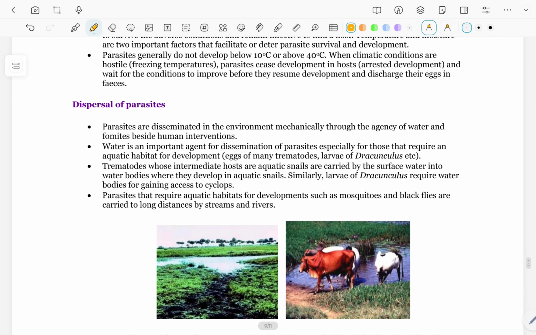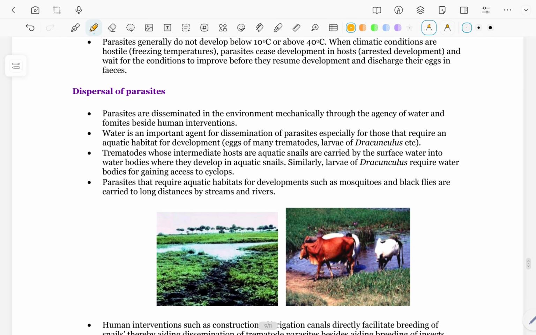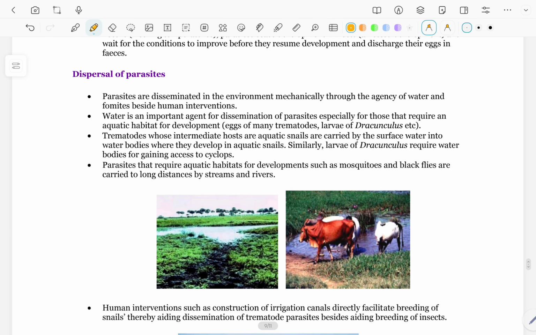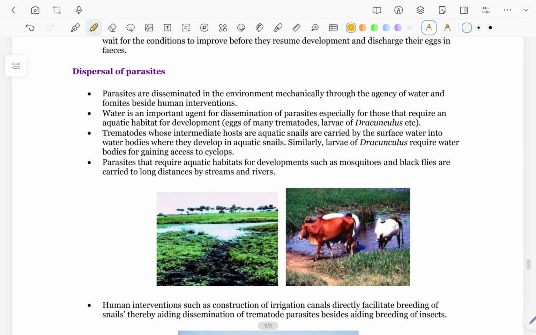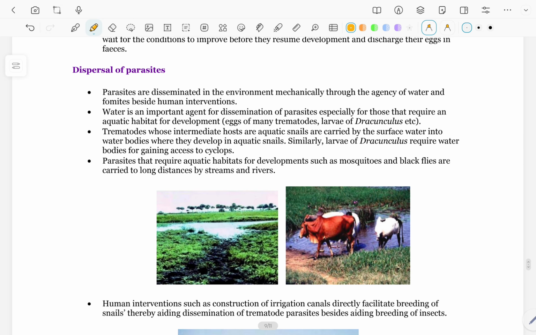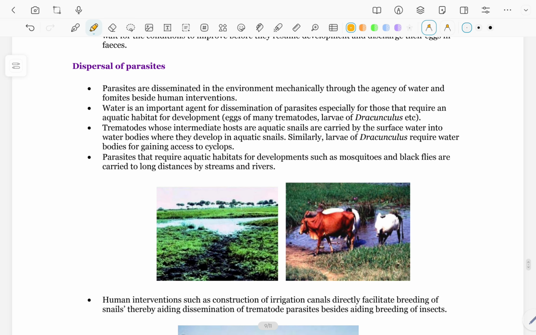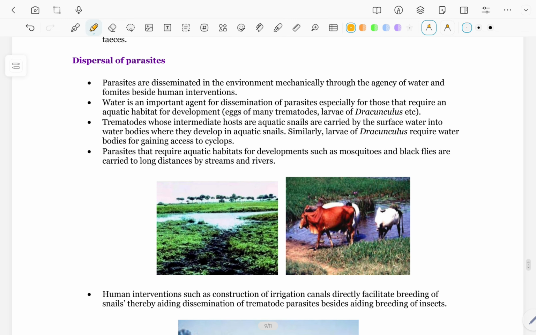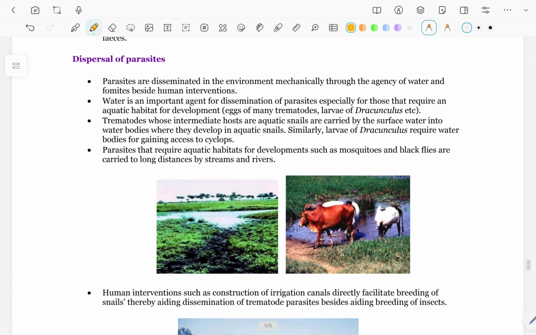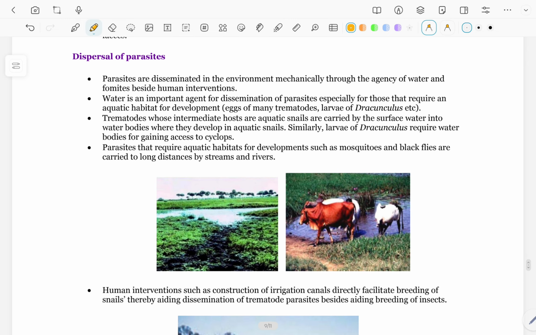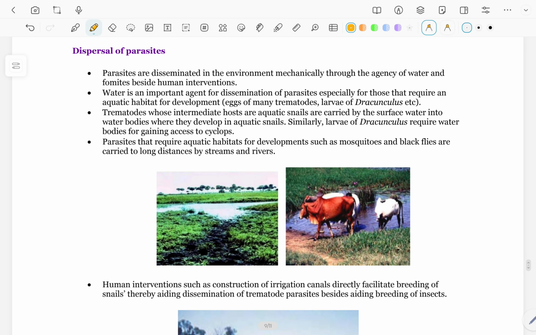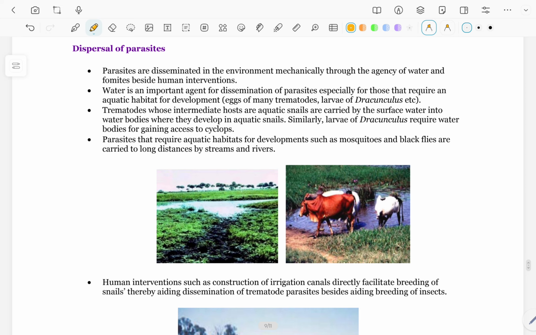Dispersal of parasite. Parasites are disseminated in the environment mechanically through the agency of water and fomites, besides human interventions. Water is an important agent for dissemination of parasites, especially for those that require an aquatic habitat for development. Eggs of many trematodes, larvae of Dracunculus, etc.